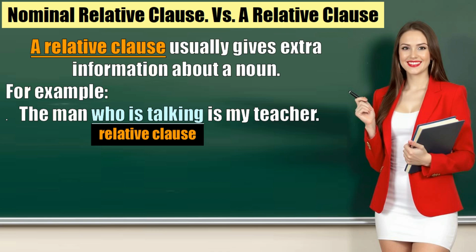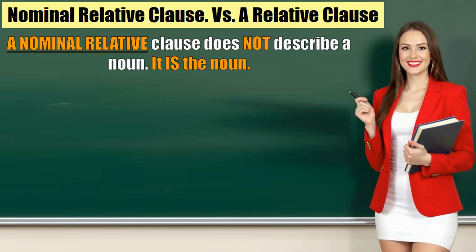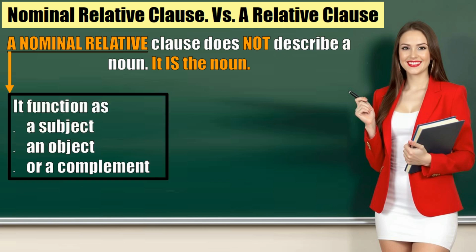Here is the key idea. A nominal relative clause does not describe a noun. It is the noun, yes. The whole clause functions as a noun. And what can a noun do? A noun can be a subject, an object, a complement. So a nominal relative clause can also be a subject, an object, or a complement.